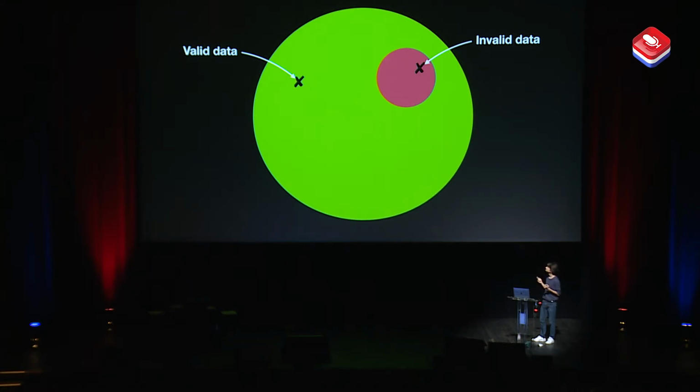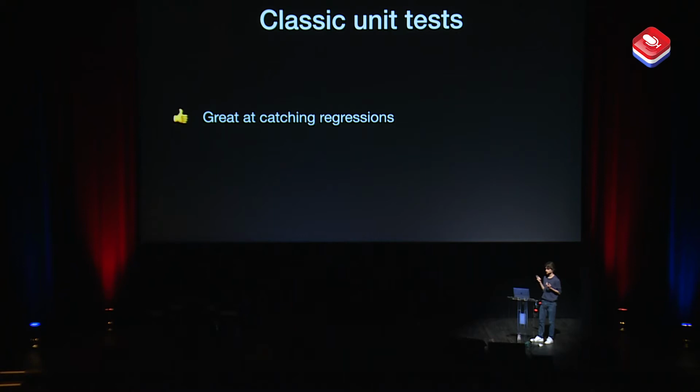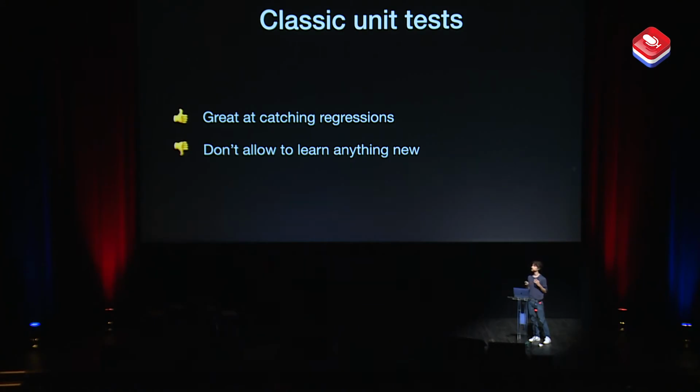But inside our apps, the bugs often lie on this line. And this line basically is the edge cases, the special values that are going to have some unexpected behavior, that are going to make your app crash in ways that you didn't anticipate. And classic unit tests are great at catching regressions because they are deterministic, they always work on the same values, so we can trust them to catch a regression for a set of data for which we have written a test, but they will not allow us to learn anything new from our app. And it makes sense because they're deterministic. They're always supposed to return the same result.